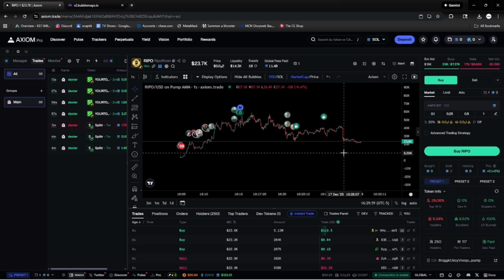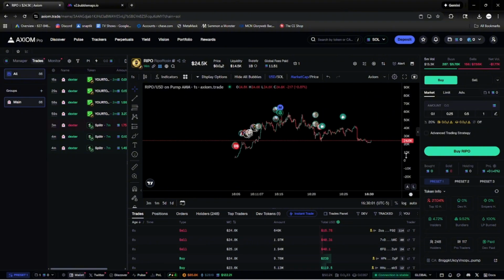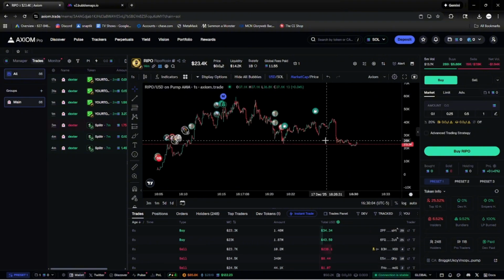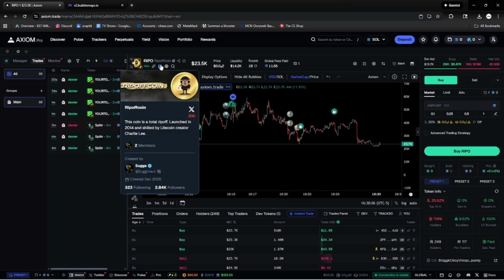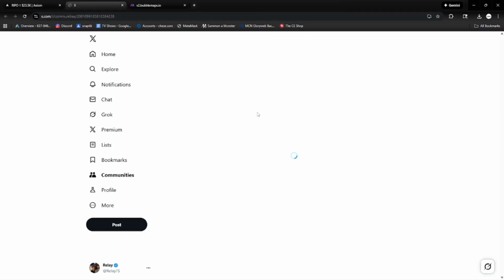One thing to also note in a coin is not just reading the chart. Obviously, I'm showing you how to read a chart right now, but also, what is the coin about? Let's go to this Twitter community. Let's see what this coin's all about.